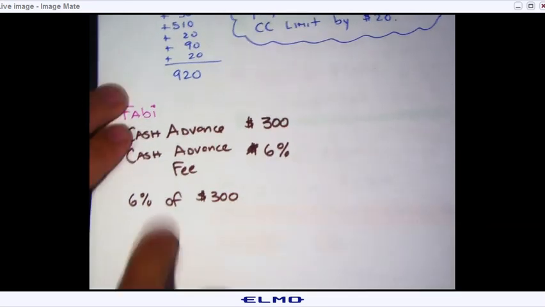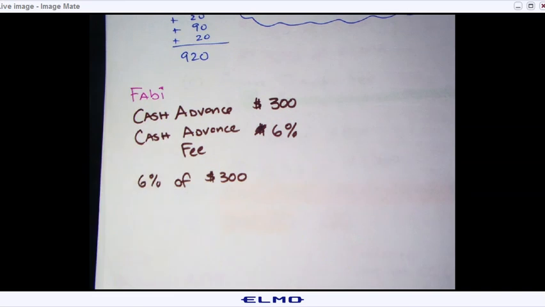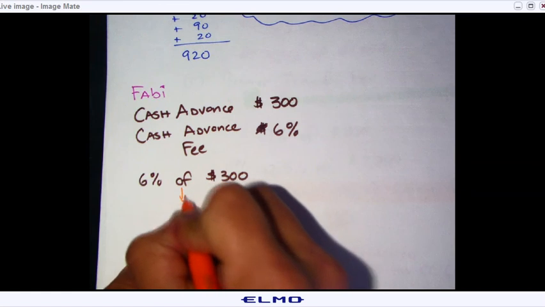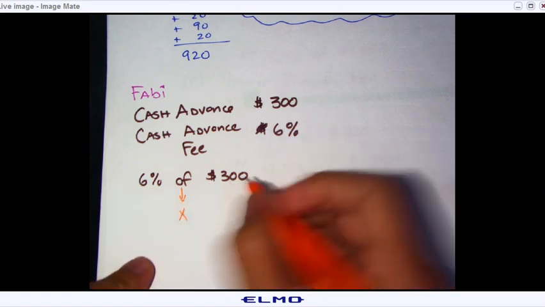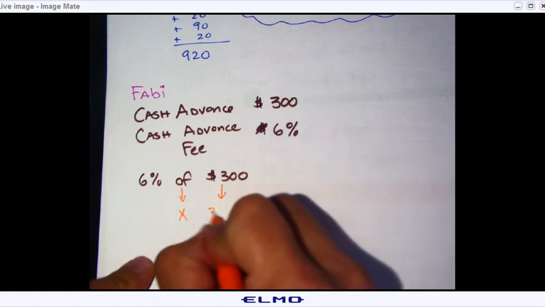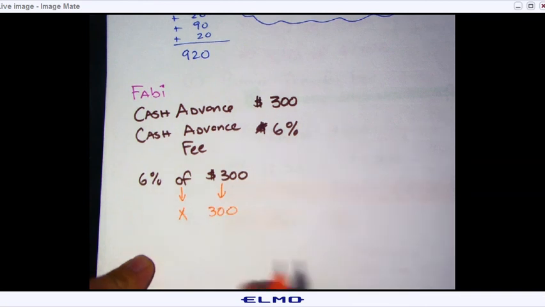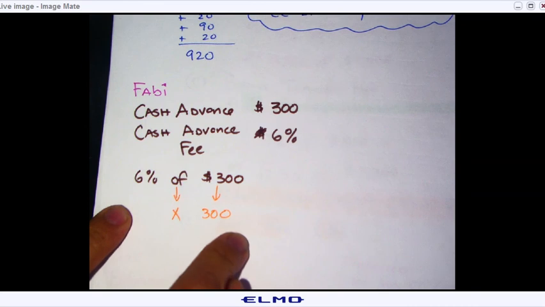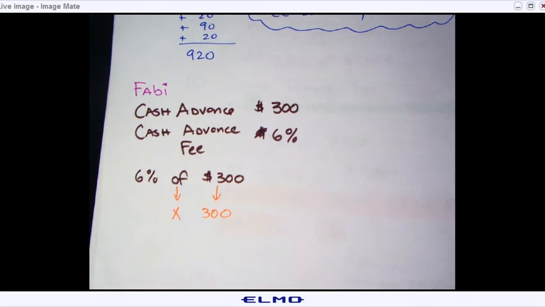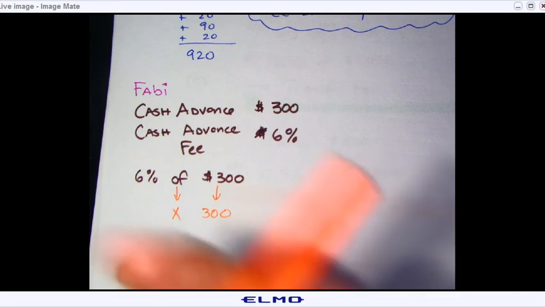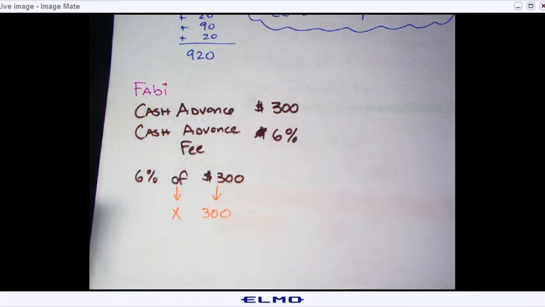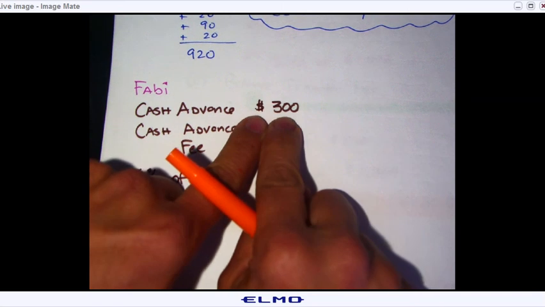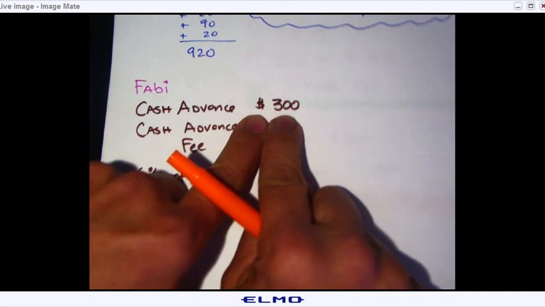So remember, in math, "of" means what? Times. And then times what? $300. Now you can't put 6 times 300. If you put 6 times 300, that's 1,800. That doesn't make sense. Why are they going to charge you $1,800 for taking out $300? It doesn't make sense, right?